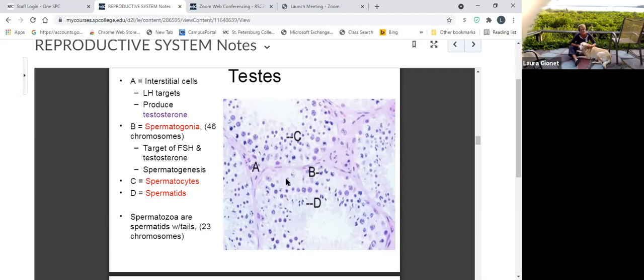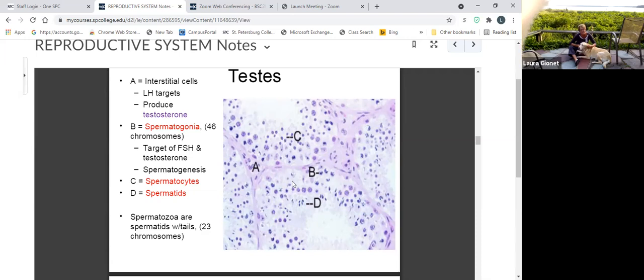Right. B, so to the outer periphery, I want you to see that there's one seminiferous tubule there. You can't see the whole thing, but you get the concept that it's a tube. The cells to the periphery are the spermatogonia, 46 chromosomes, targeted by FSH and testosterone. This is spermatogenesis.